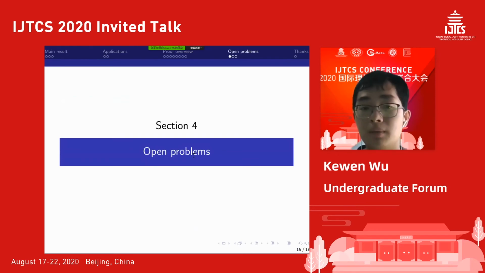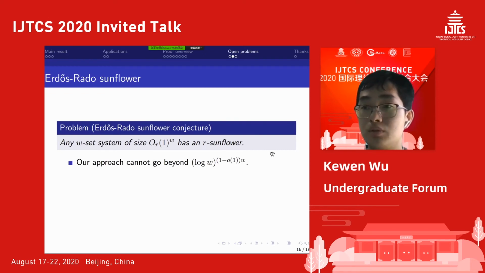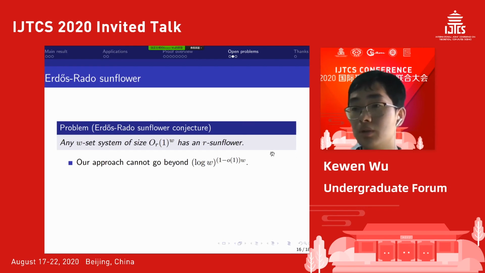So in the end, let me mention a few open problems related with this sunflower lemma. The first one must be the earliest one, the original sunflower conjecture. It states that for any fixed R, any width W set system of size some constant depending only on R to the W will contain an R sunflower. And for this problem, we don't know if it's true even for R equals 3. And our approach cannot go beyond log W to the 1 minus little o1 because we use a notion of a satisfying set system, and we have a counterexample to that.